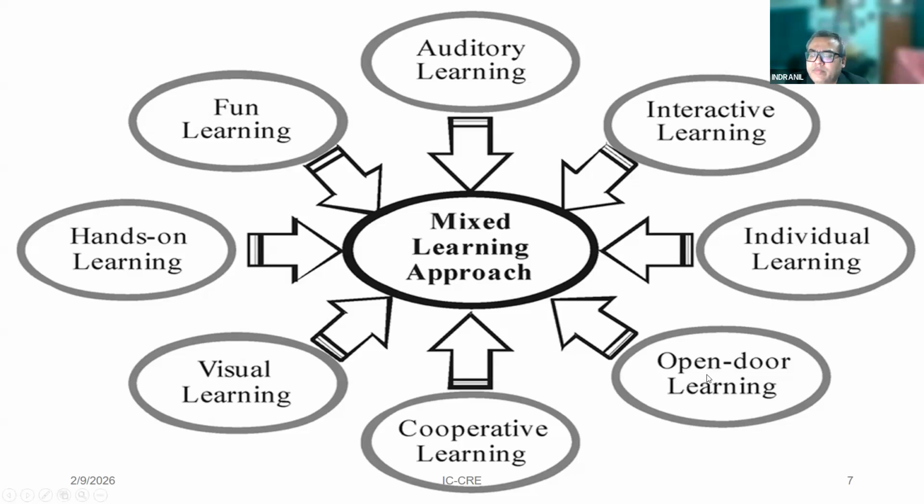Open door learning means it is an open platform where we can learn. Cooperative learning means a lot of different people learn the same topic. Visual learning means things like image processing, etc. Hands-on learning is basically in a workshop, where we use the procedures first under guidance, then supervision, then maybe without supervision. And fun learning: definitely if we have a fun and joyous activity, it is easier to learn. So it is basically a mixed learning approach. All these modalities can produce different learning.